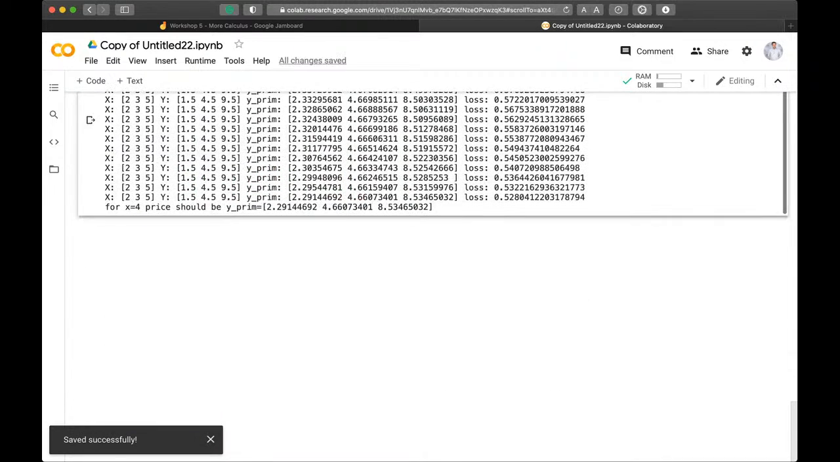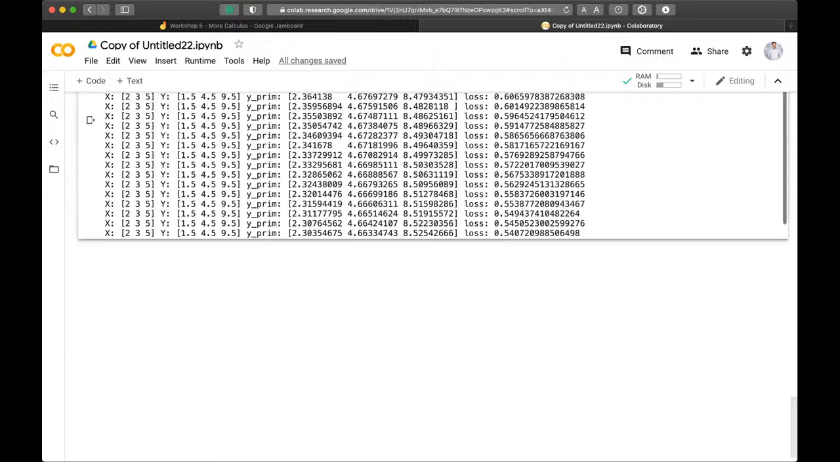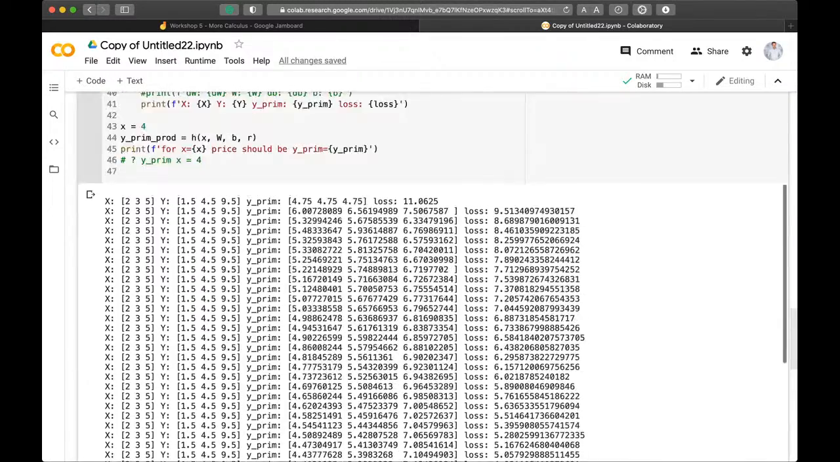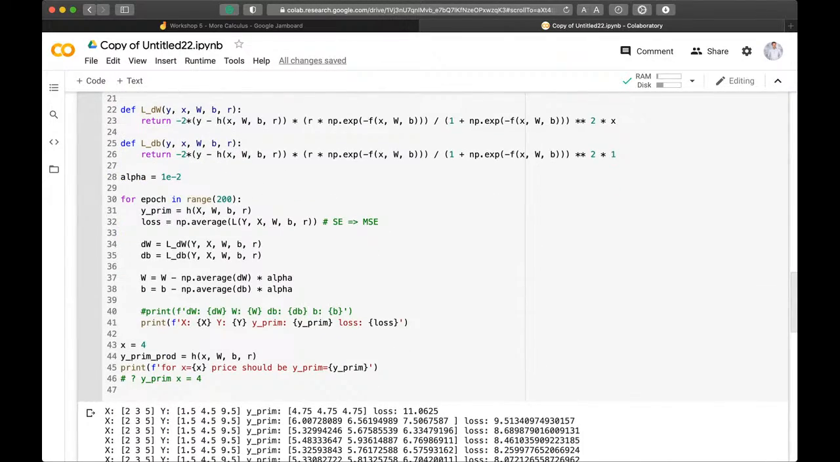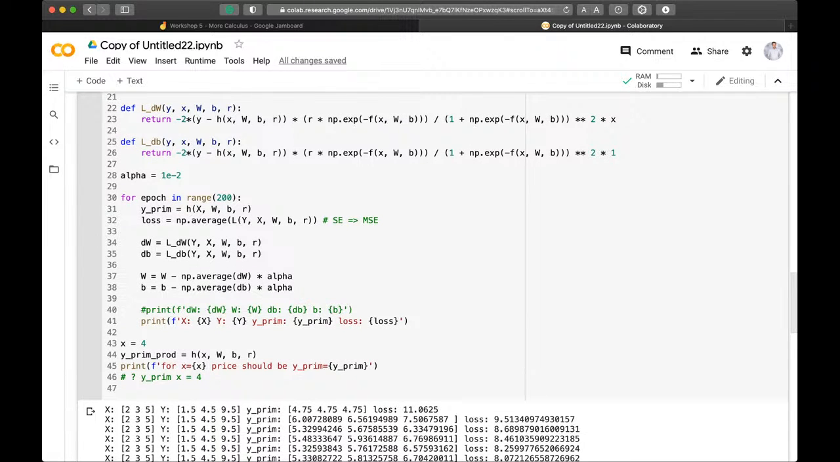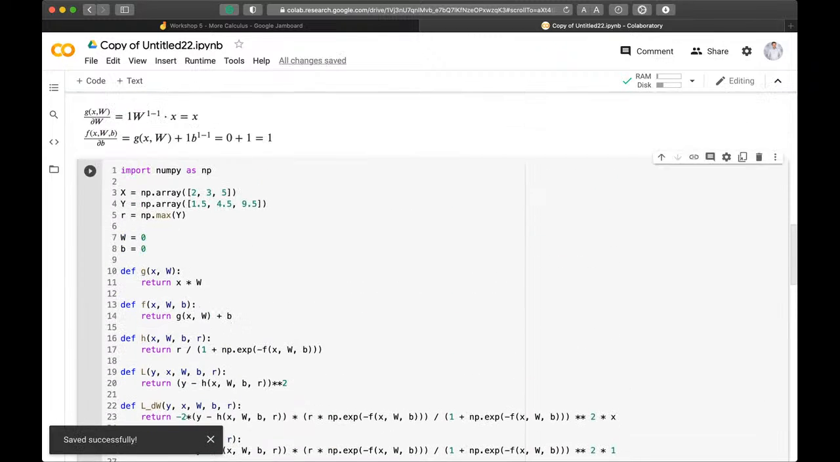Okay, funny, I got some kind of 3 outputs. Why did I get 3 outputs? So x, y print. Okay, sorry, I used the wrong value here, y print prod. Okay, so run it again.